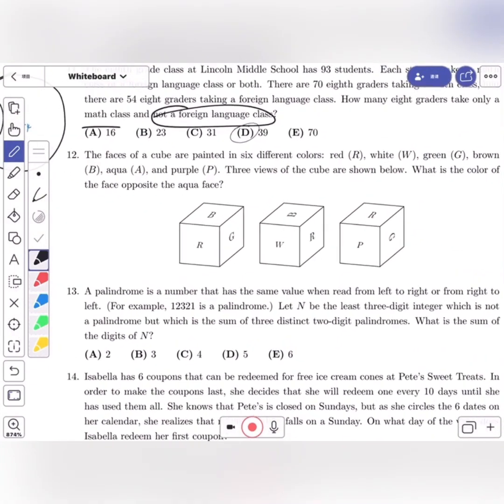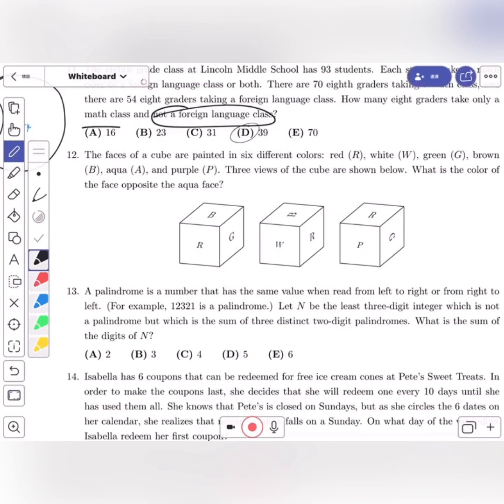So number 12. The faces of a cube are painted in 6 different colors: red, white, green, brown, aqua, and purple. 3 views of the cube are shown below. What is the color of the face opposite to the aqua face?